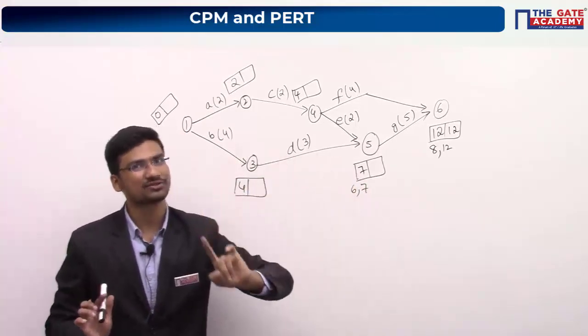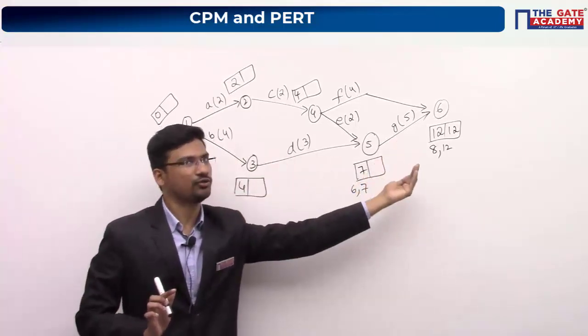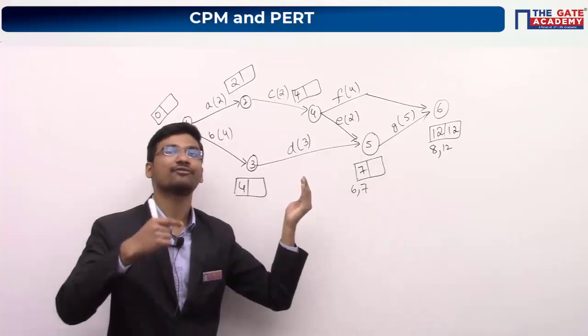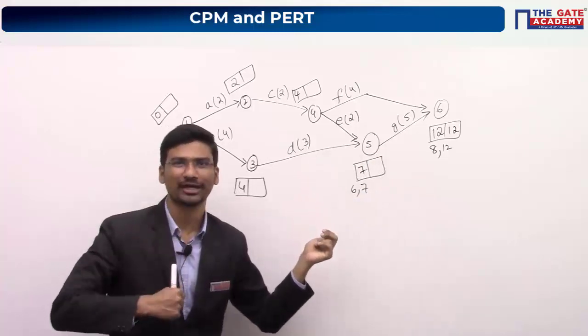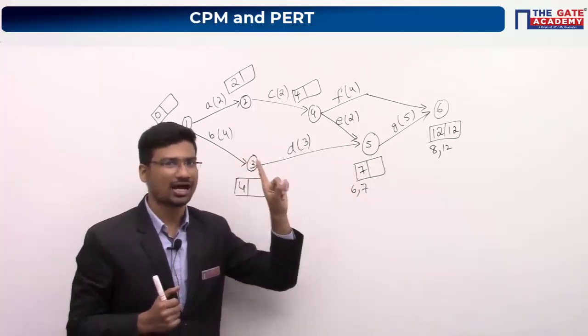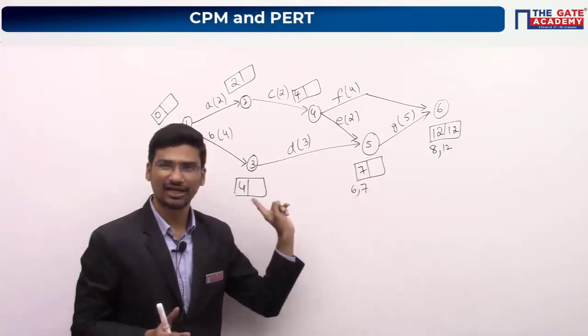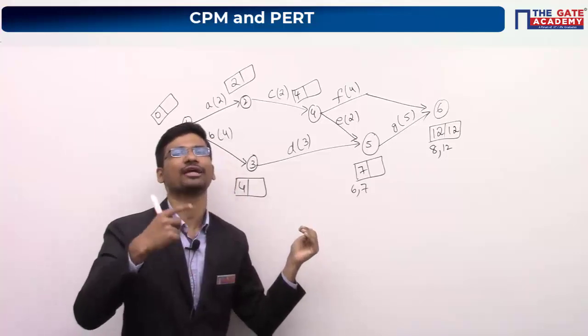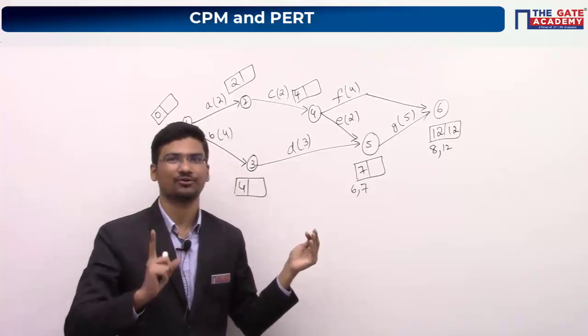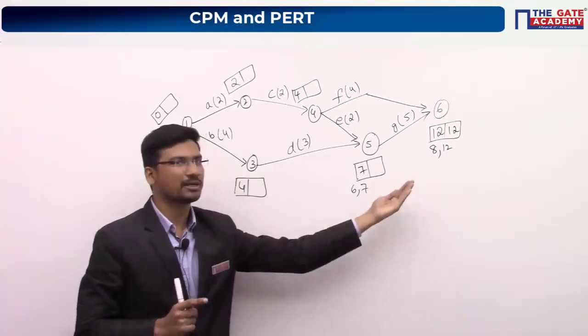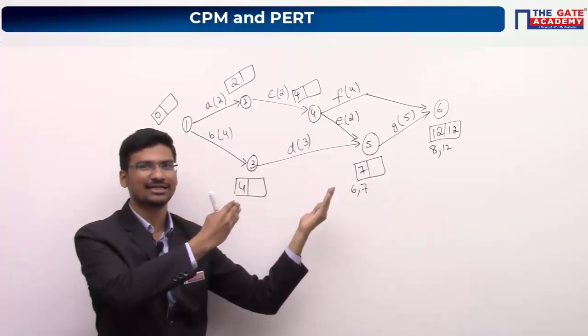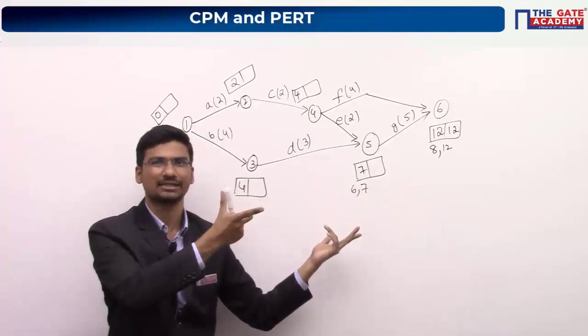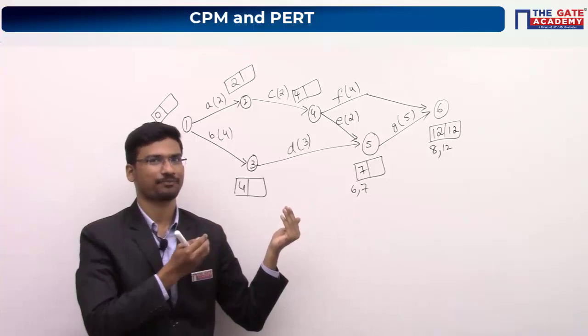But in backward pass rule, we have to do subtraction and we have to take the minimum value. So in forward pass rule, addition and you have to take the maximum value, and in backward pass rule, it will be subtraction and we have to take the minimum value. This you have to keep in mind. In the backward pass rule, we are moving in the backward direction, right? That's why we have to subtract the things and take the minimum value.